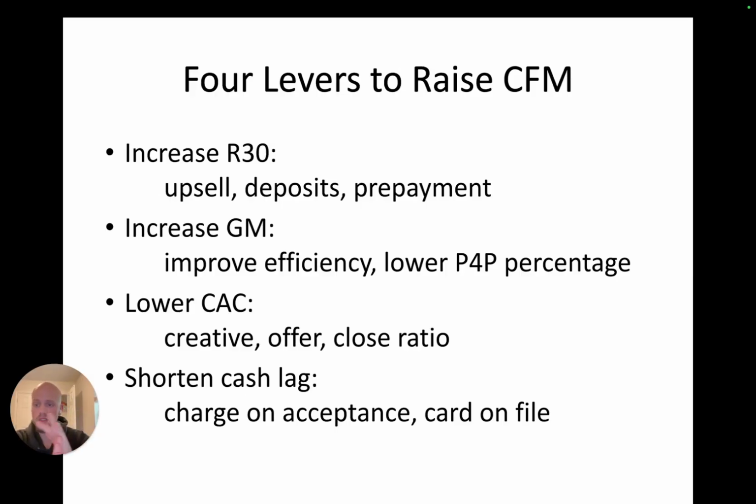Deposits, prepayments even. Not everybody has to prepay, but if you get one customer that prepays for the year, they prepay 3 grand. Well, if your average customer is paying $300, that's 10 customers' worth right there in the first 30 days. You can increase your gross margin, improving efficiency. It's kind of what I was just talking about. Lower P for P percentage.